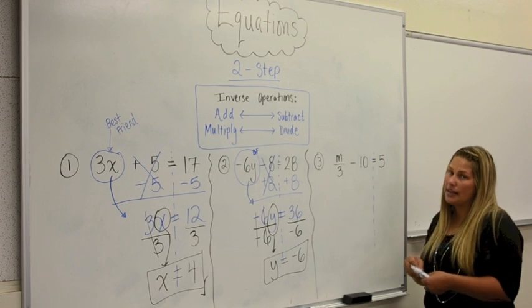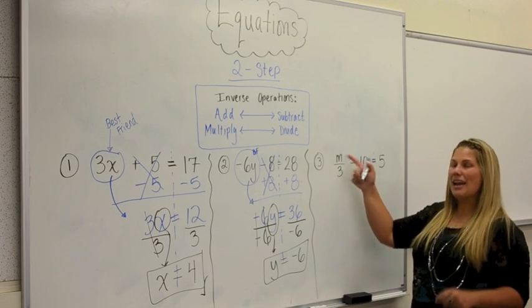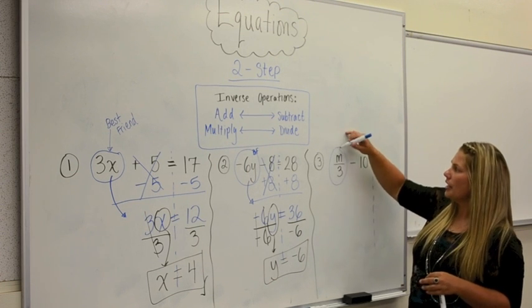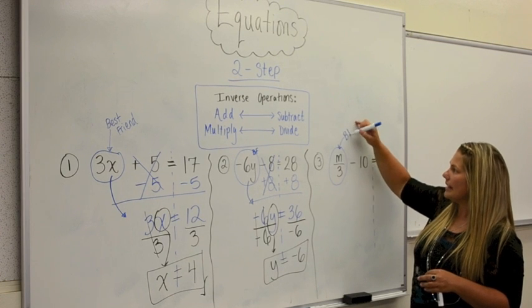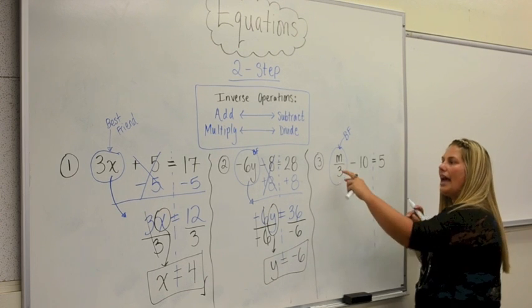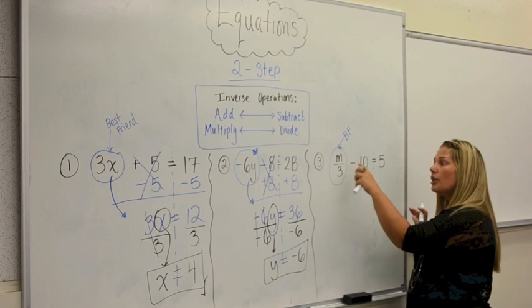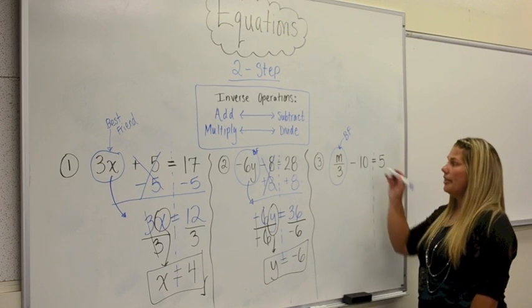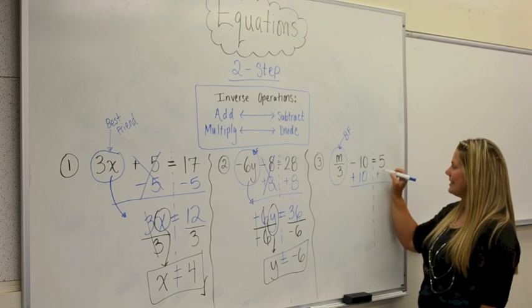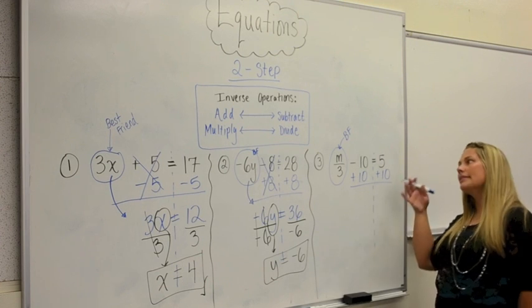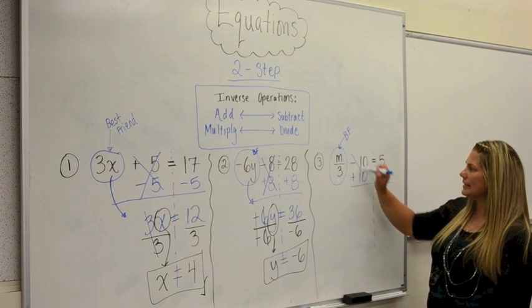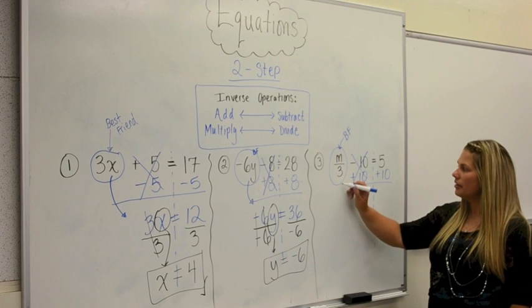For the last two-step problem, now m isn't touching a number multiplying, but it's in a fraction with a number. So those are still best friends. So they're going to stay together. So if the m and 3 are going to stay together, which one do we need to get rid of? The -10. And remember, to get rid of a -10, we just add 10. And what we do to one side, we have to do to the other. So a -10 plus 10 is the same as 10 minus 10, so it's 0.